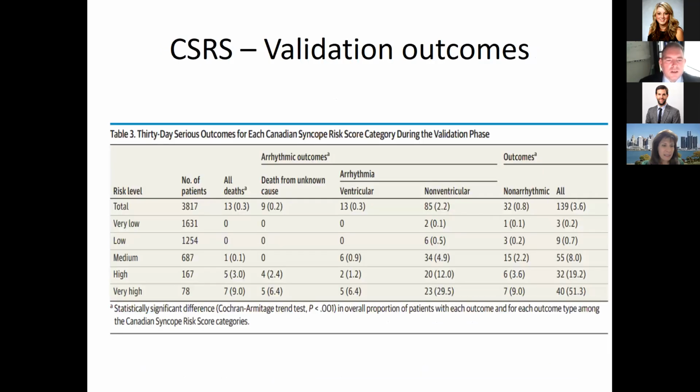So again, validation outcomes. If you had very low to low risk, I like those zeros. No deaths, no ventricular arrhythmias, a little bit of atrial fib down the road showing up in follow-up, but overall not too bad. And even when you extend it out to a medium risk stratification score, you get some ventricular dysrhythmias and a little bit of death. Canadian folks were not bothered by this because they have fewer lawyers than we do, but it's still well within the less than 1% safety threshold.